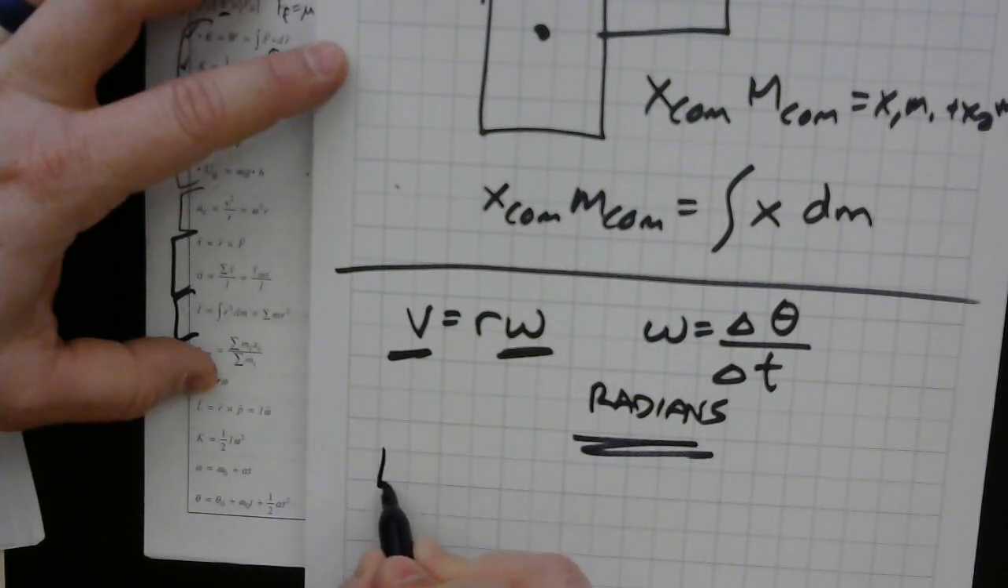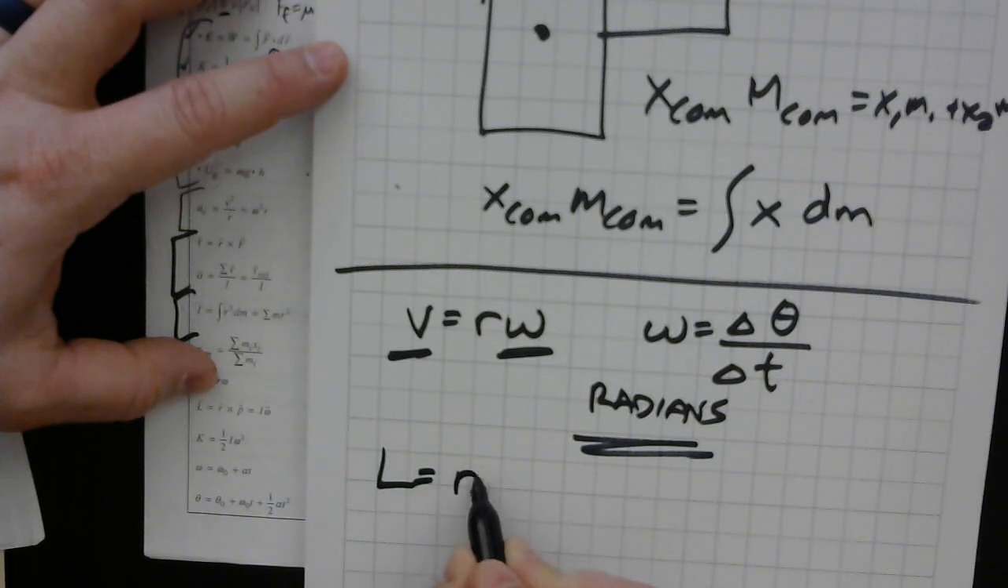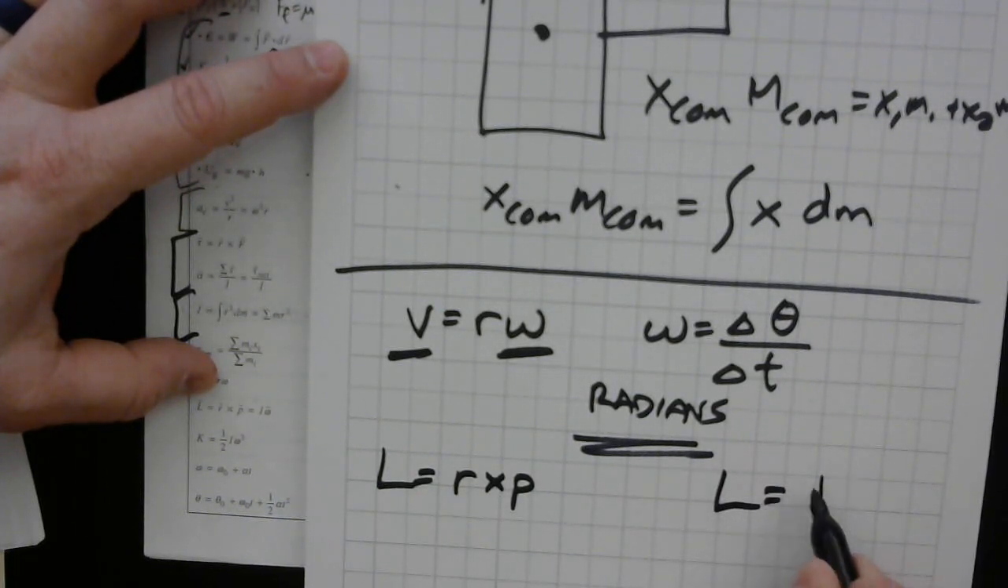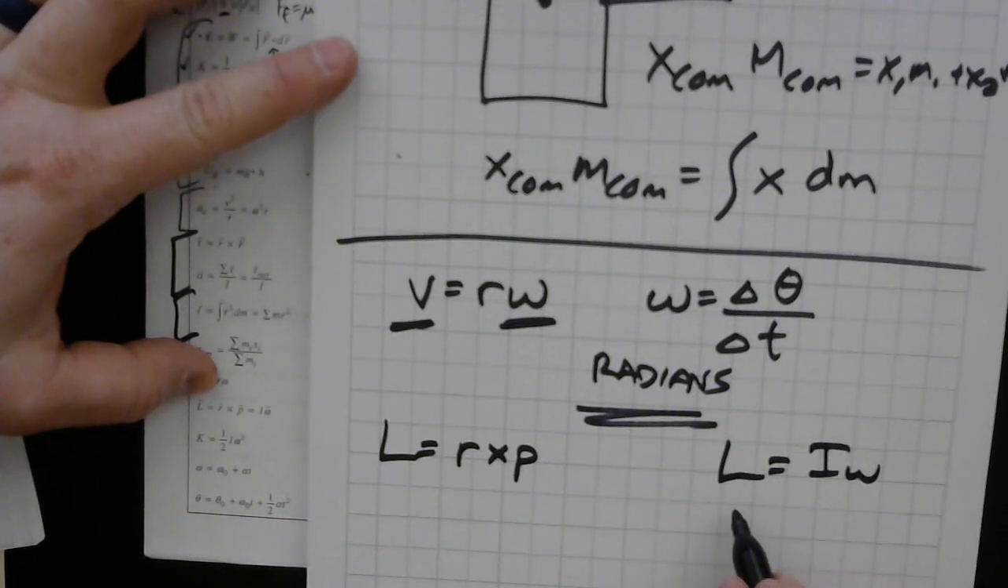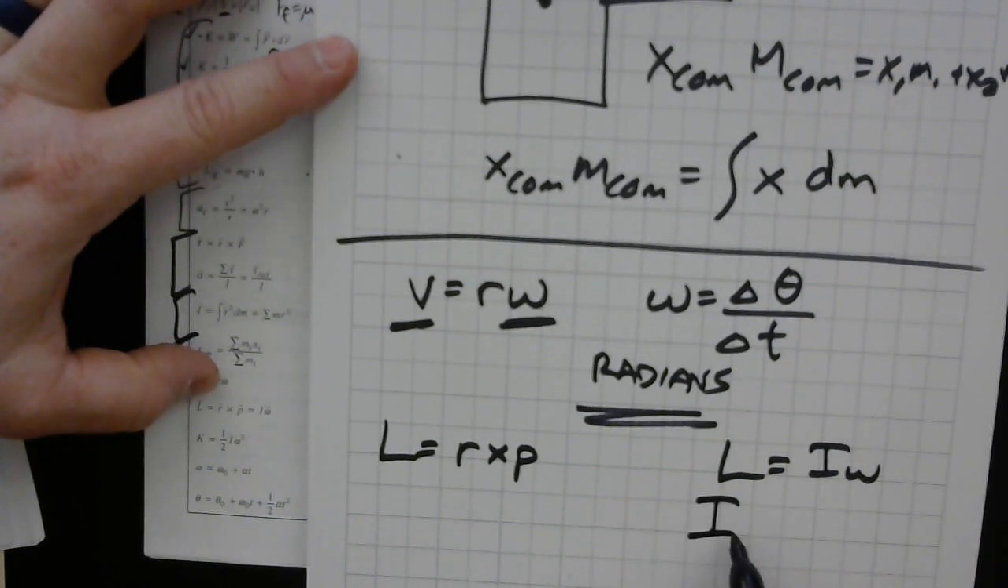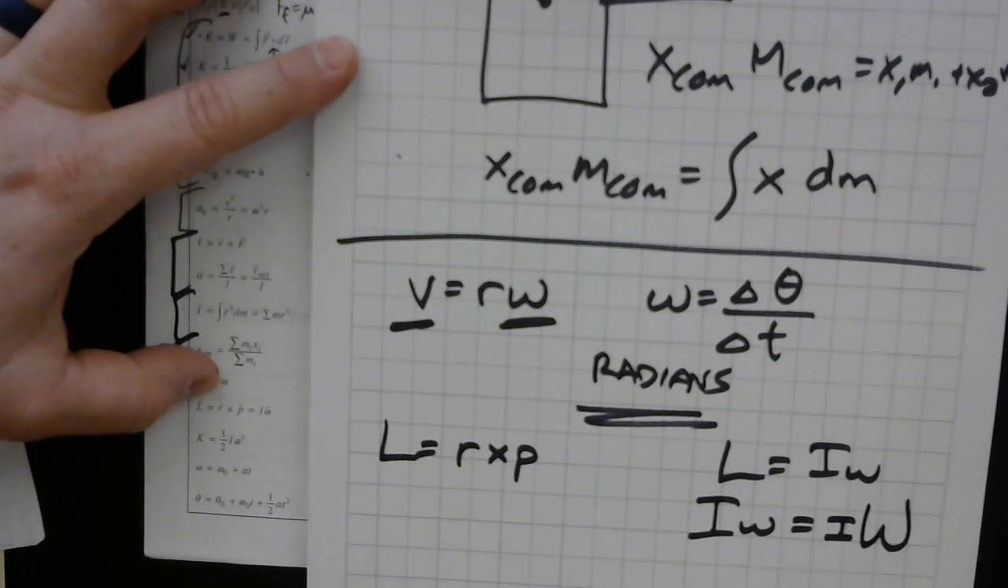So there's two equations for L. You've got r cross p. We're going to talk about that one right now. And L also equals I omega. I think this one's going to make more sense because this is the figure skater, right? This is like saying the figure skater, when she brings her arms in, her I gets smaller, and so her omega gets bigger. That's what I think we're used to.